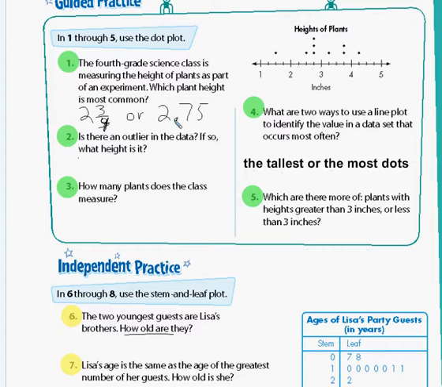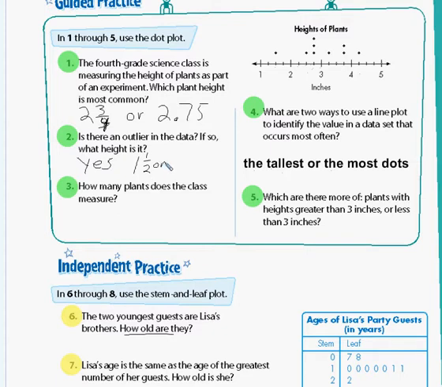Question number 2. Is there an outlier in the data? If so, what is its height? Okay, right here's my outlier because most of my data falls right in these areas right here. This one's kind of outside of what the norm is for our tomato plants. So yes, there is. Okay, and its height is between 1 and 2, so it's going to be 1. It's directly between 1 and 2, so that's 1.5.